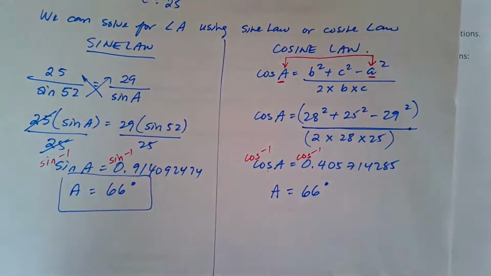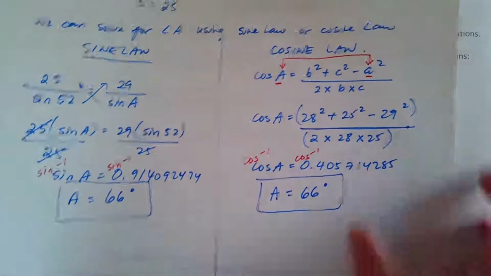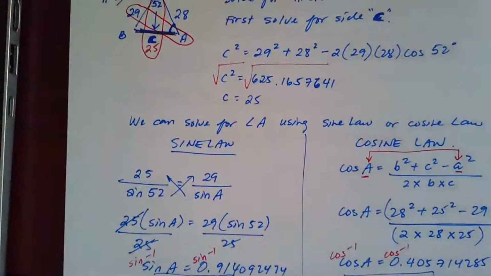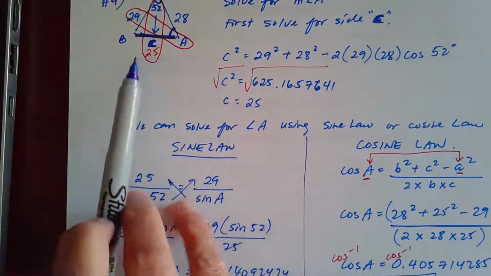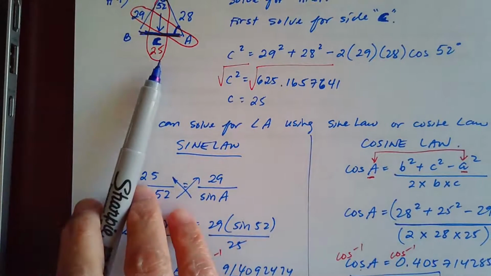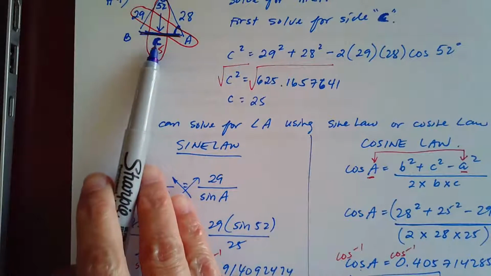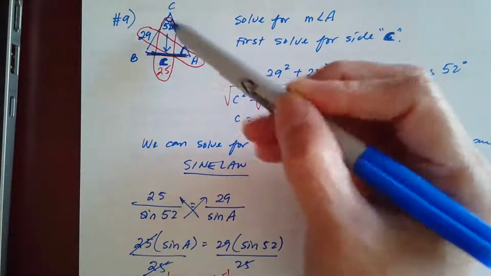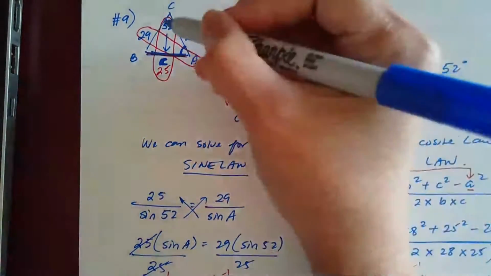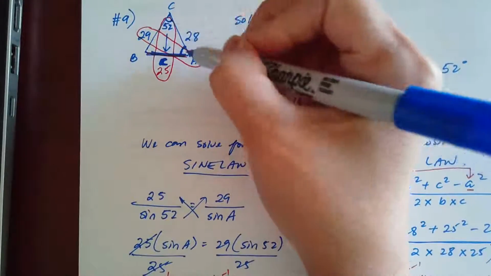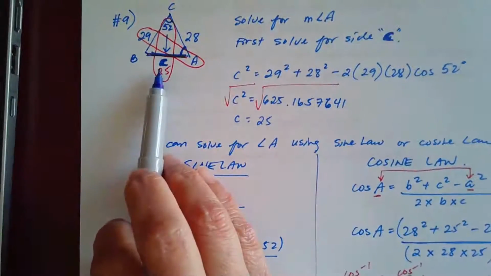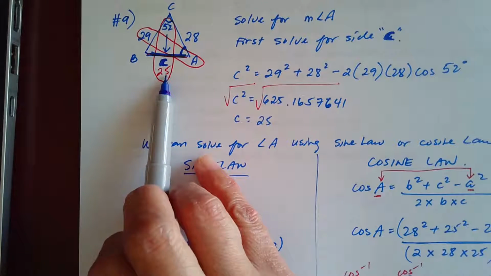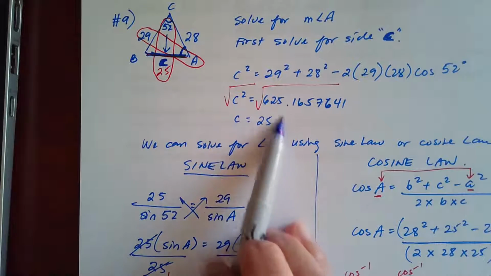Okay, so as you can see here, just to take a look at this one, the first thing that we did was we have a sandwich here. I call it sandwich because the angle is sandwiched between the two sides. So the very first thing that we got to do is to solve for this opposite side from that angle. So we did that, side C.